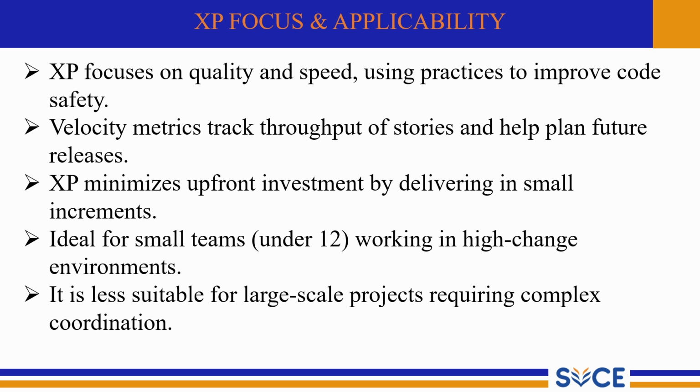And the next point, velocity metrics track throughput of stories and help plan future releases. Velocity is simply the number of user stories completed in an iteration. By measuring this over time, teams can predict how much work they can realistically finish in future releases, making planning more accurate. XP minimizes upfront investment by delivering small increments.